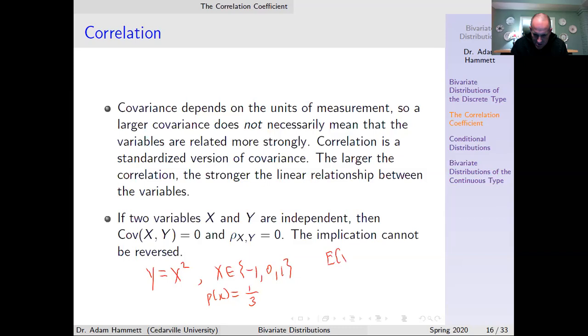What would be the expected value of X? Okay, well, it would be a third times -1 plus a third times 0 plus a third times 1. Excuse me, that would be 0. Okay, what about the expected value of Y?